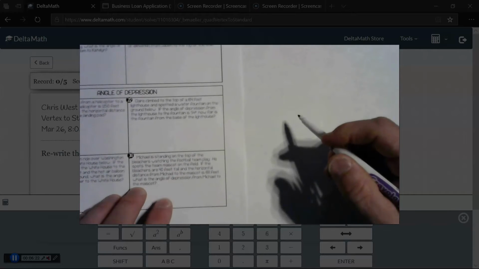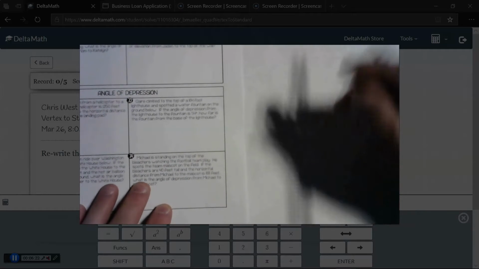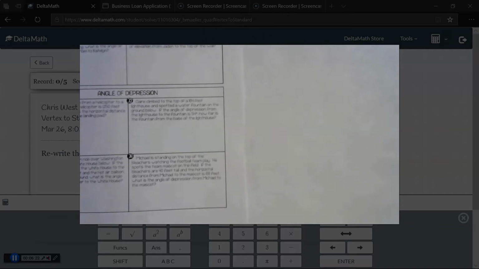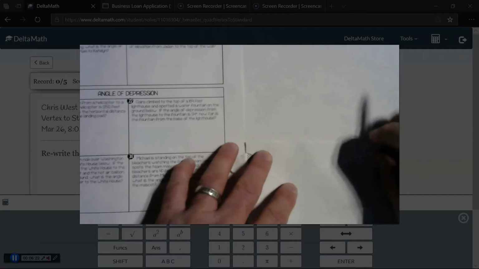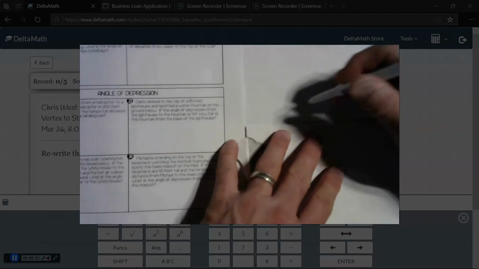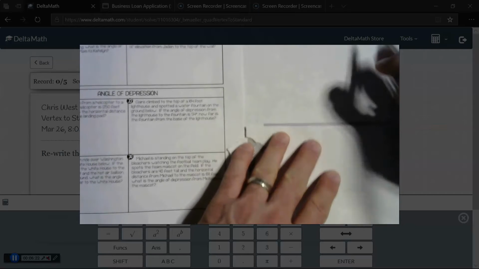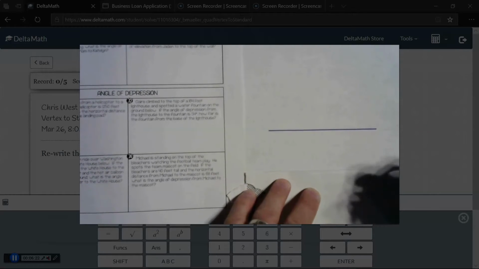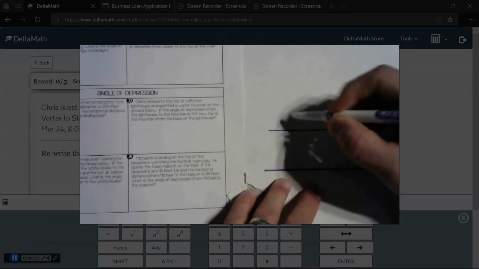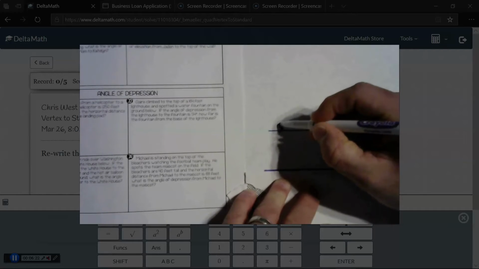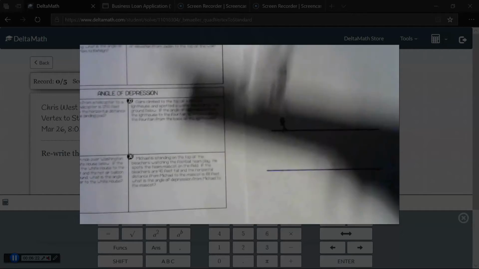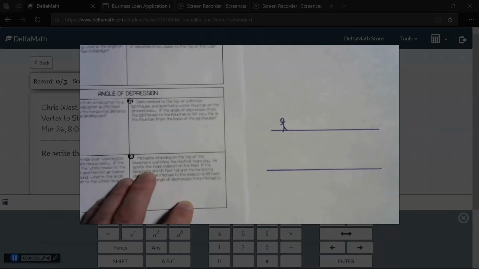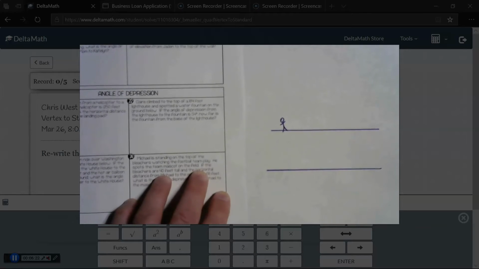And it says Michael is standing on the top of the bleachers watching the football team play. Well, let's just draw Michael. We're going to draw the top of the bleachers, and we're going to draw the ground. We always want to draw the ground, right? And here's Michael standing on top of the bleachers, okay? It says he's watching the football team. He spots the team mascot on the field.